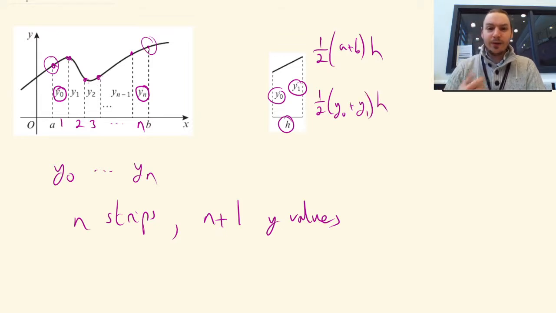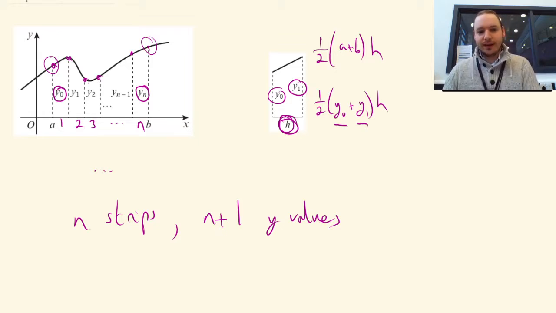And the way we set this up is we split everything into equally wide trapezium. So this h value will be the same for every single one the whole way along our function. And the half is going to be the same all the way along because we're always finding a trapezium area. So the only thing that changes is the y values that we put into that calculation.